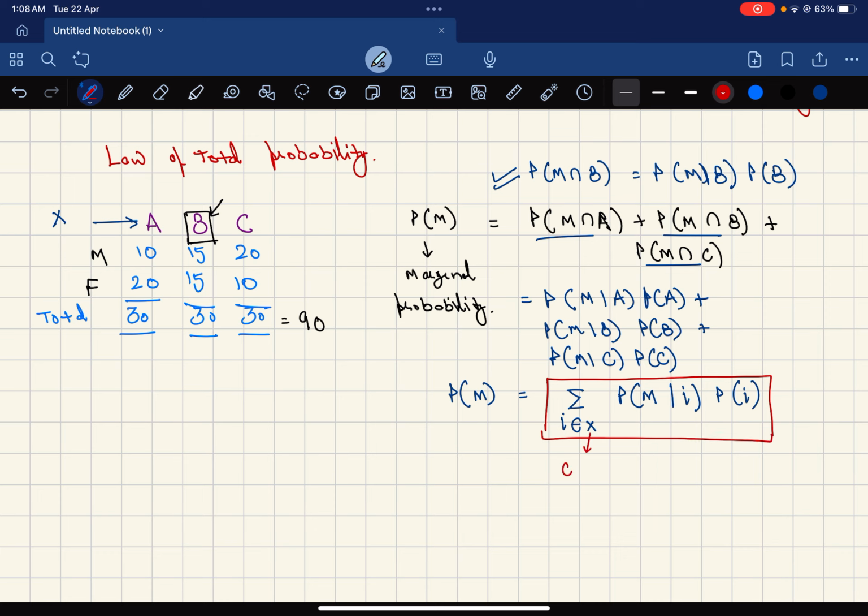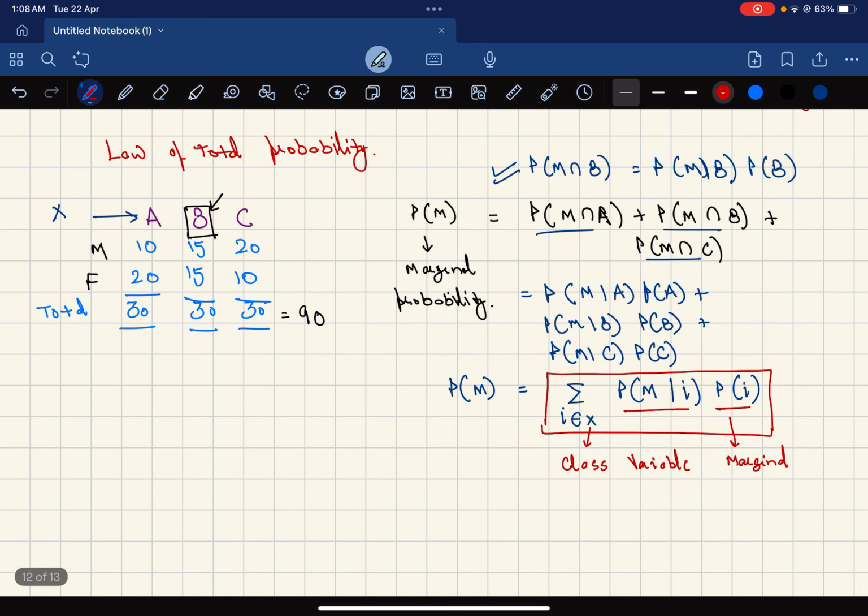So X here is the class variable. We are considering all the possible values of this class, which is considered in this particular probability of getting a particular class. So this is again a marginal probability. And this is the conditional probability of getting a male student given that a student is selected from the class i here. So this is the law of total probability, and now we can easily apply it to get the required probability of getting the male student here.